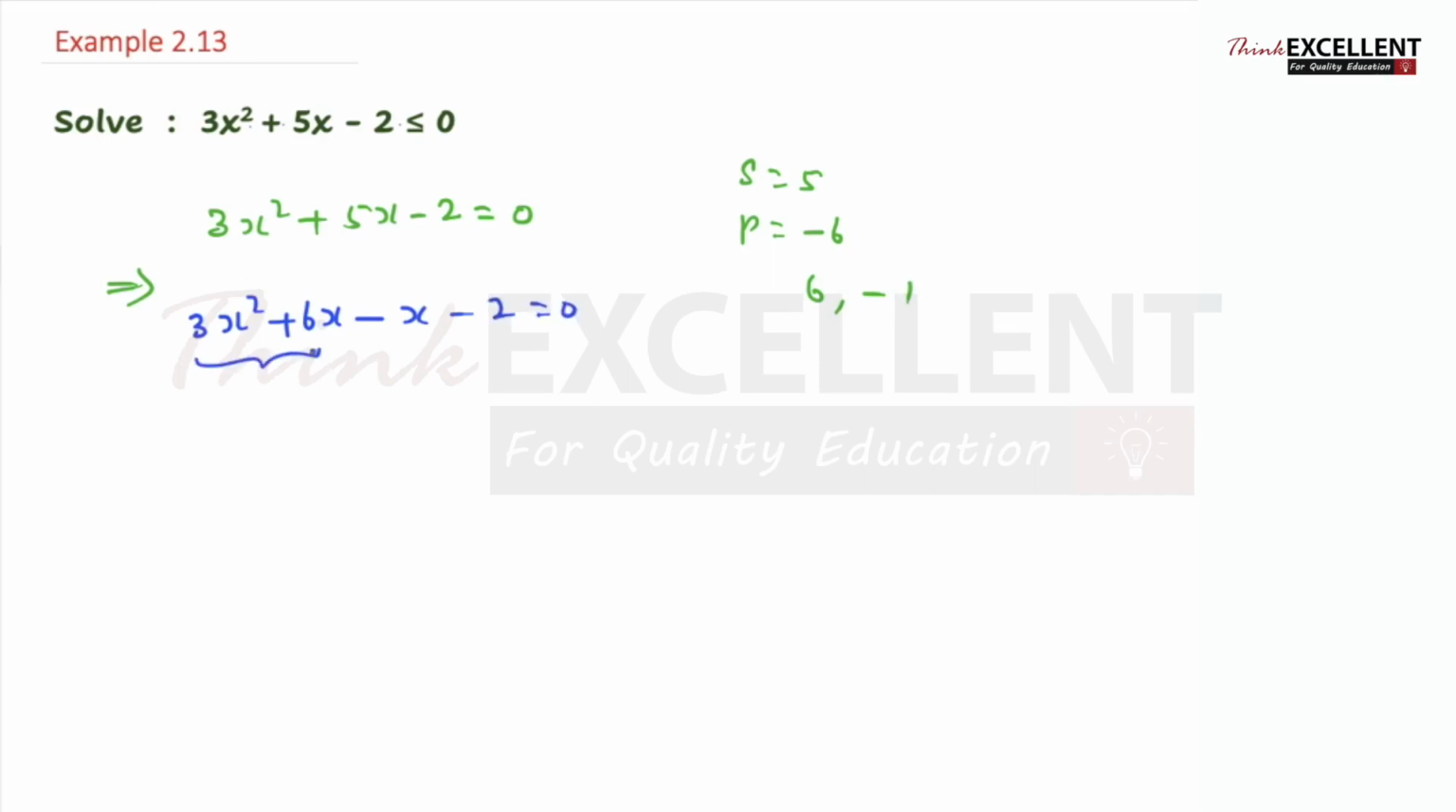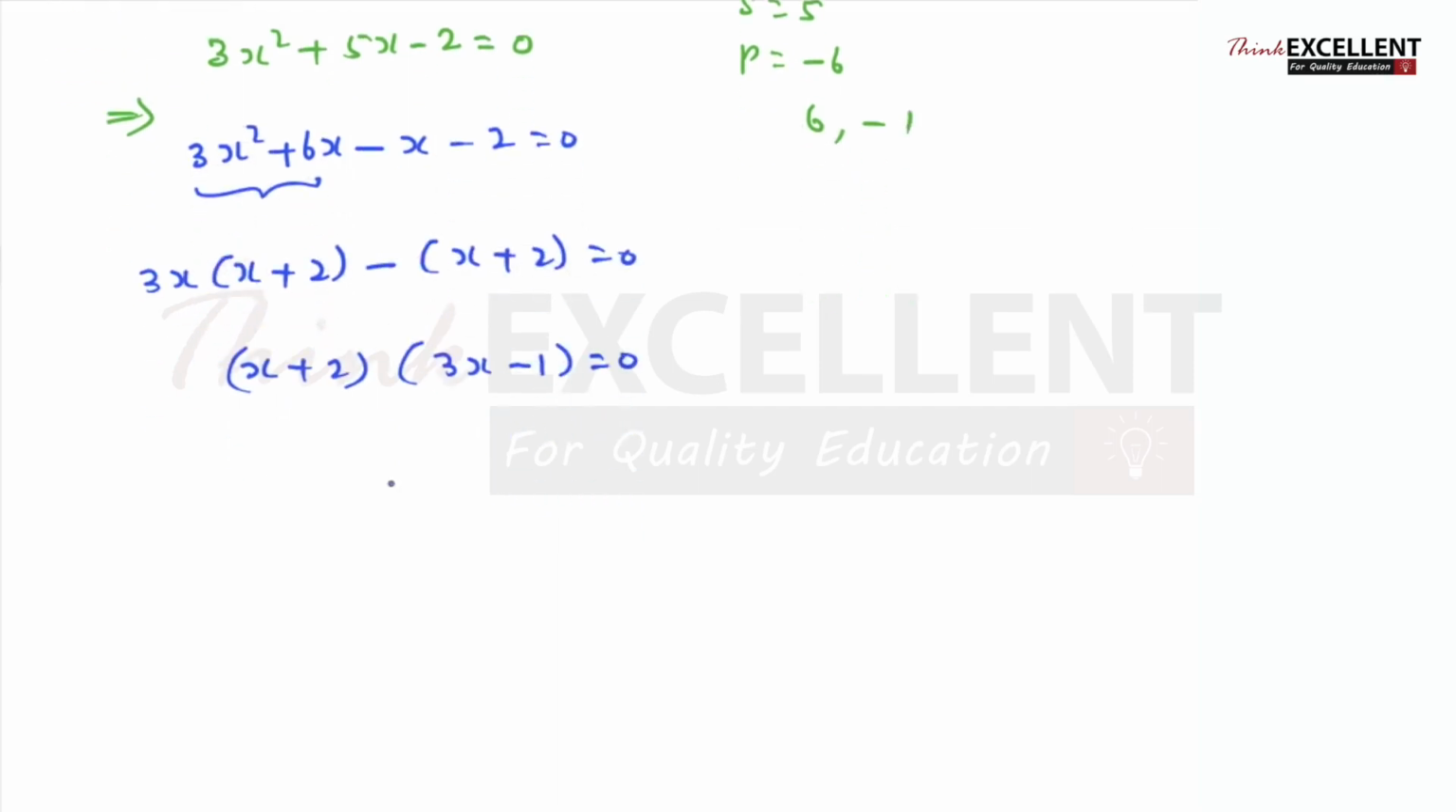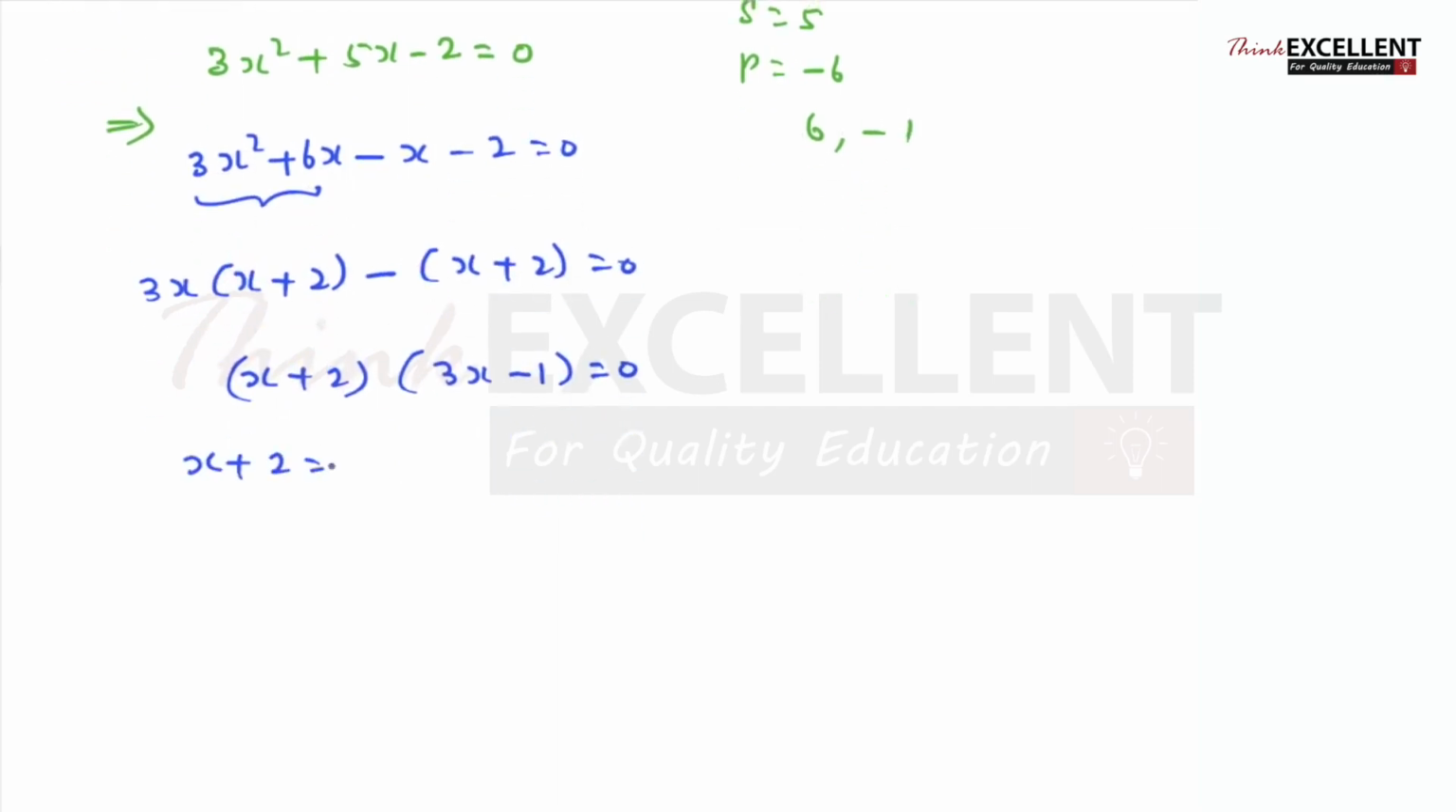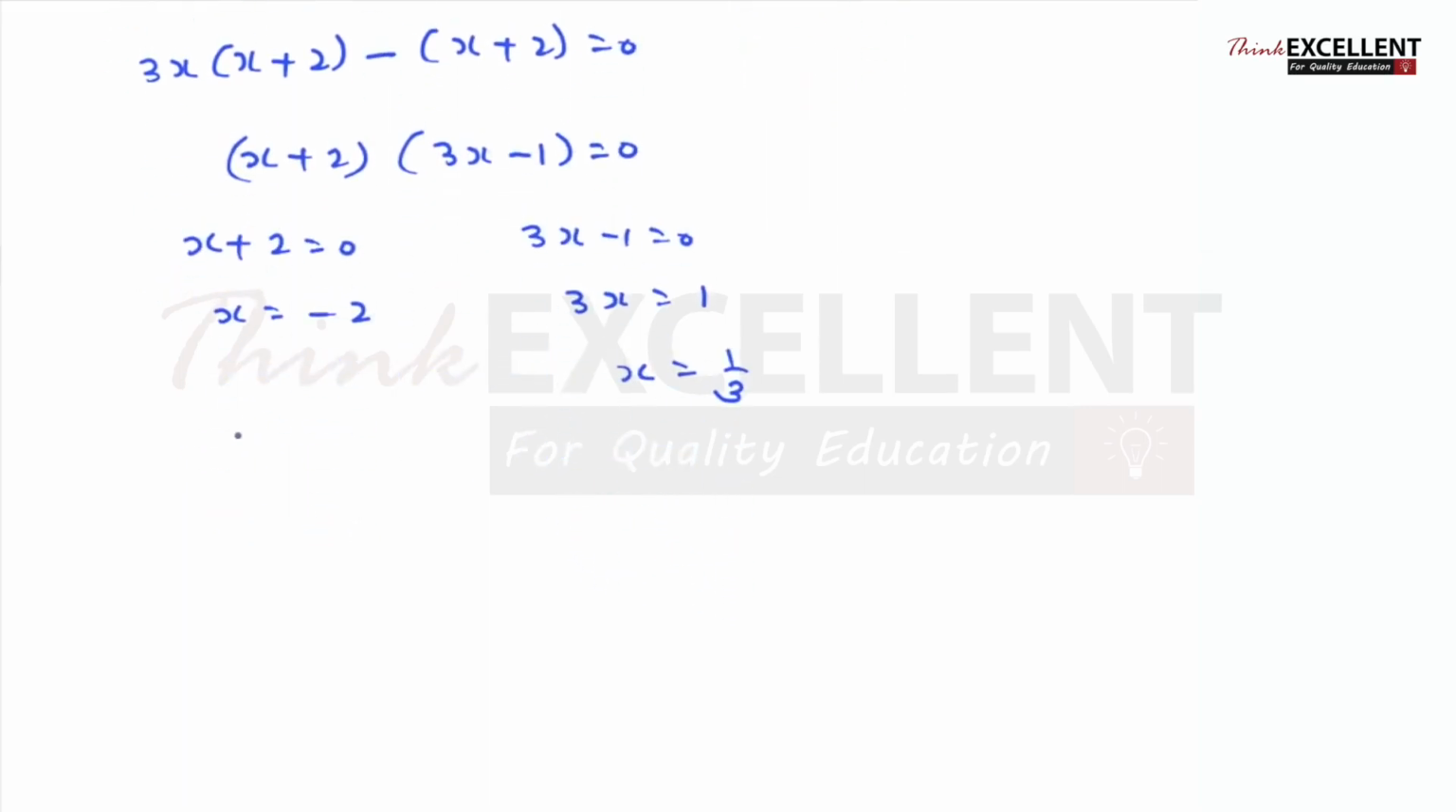First and second, what is common? x. So take x common, 3x plus 1. Last two, take a minus 2 outside, 3x plus 1 equal to 0. Take 3x plus 1 common, x minus 2 equal to 0. So either 3x plus 1 equals 0 or x minus 2 equals 0. Here x equals minus 1 by 3. Here x equals 2. So these are the critical points.